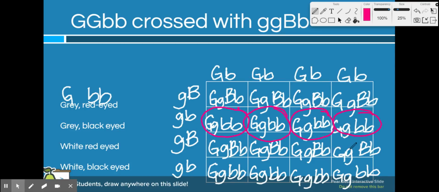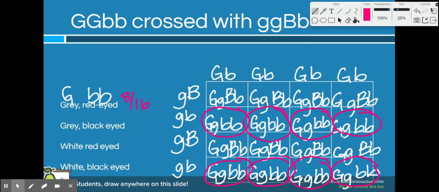The third row here doesn't have any little b, but the fourth row does. So here, all four of these would also be gray with red eyes. And then I'm going to write down that that is 8 out of 16 boxes, or 50%.